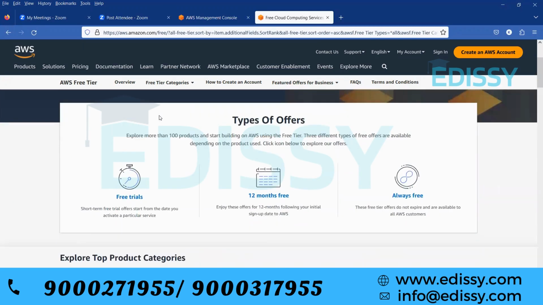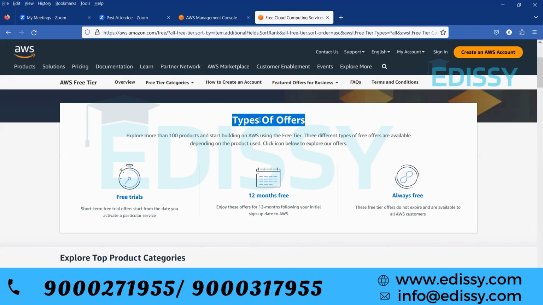This account, participants, has a lot of services that are free for lifetime, which fall under always free. There are some services that will be free for the next 12 months. And there will be certain free trial services that will be available under this free trial account. So the types of offers that you see under this account are broadly classified into three parts.